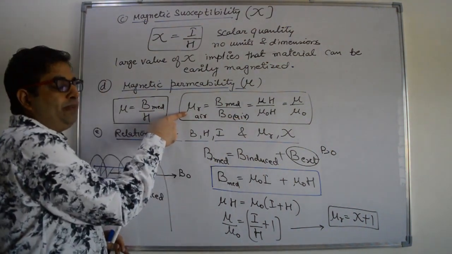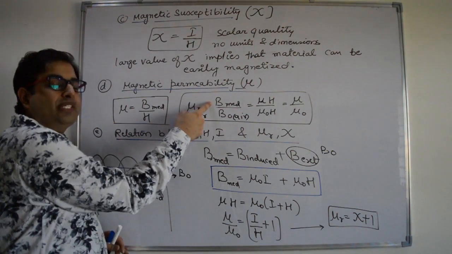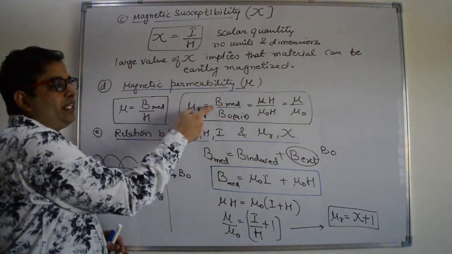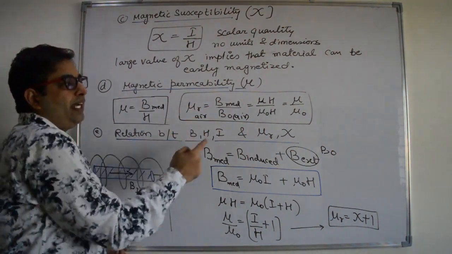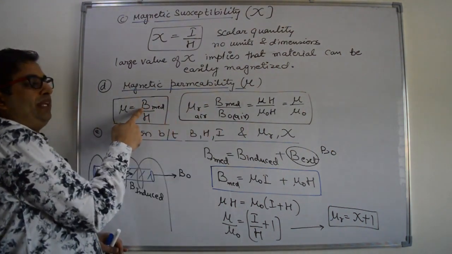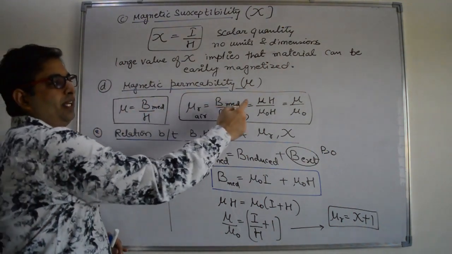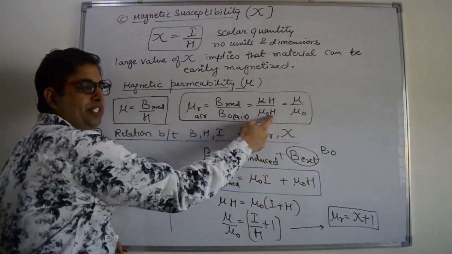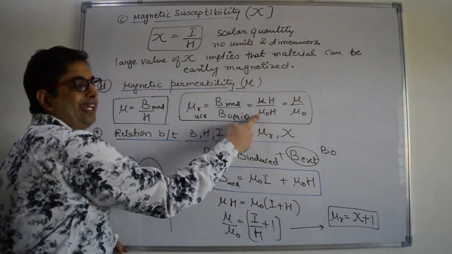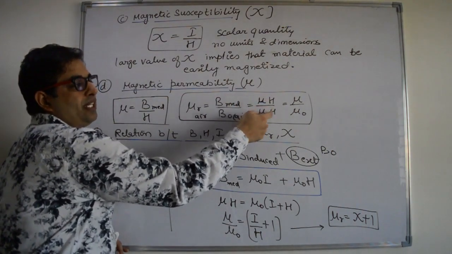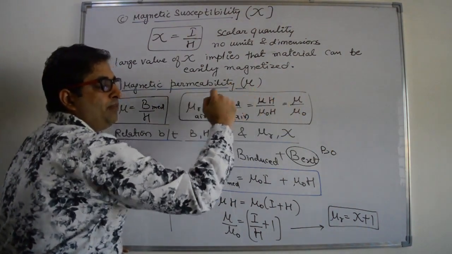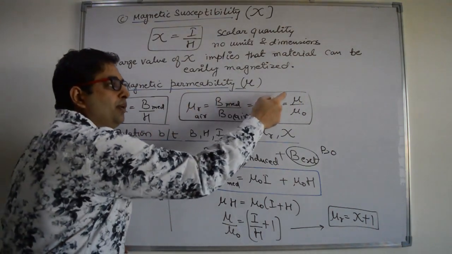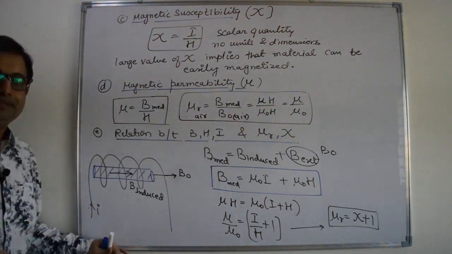So relative permeability is total magnetic field inside the medium divided by magnetic field in the air. So it is relative to air. And if you put the value of total magnetic field, it is mu into H, and the air magnetic field is mu naught into H. H will cancel out, so it is mu divided by mu naught. So relative permeability is mu divided by mu naught.